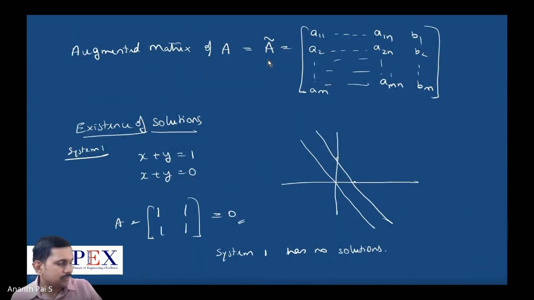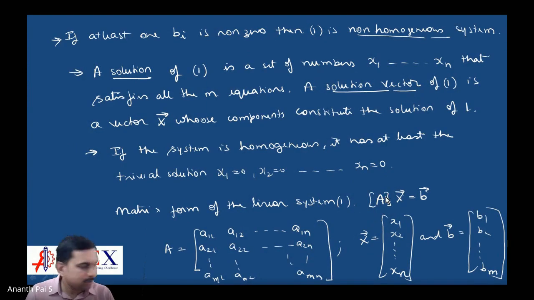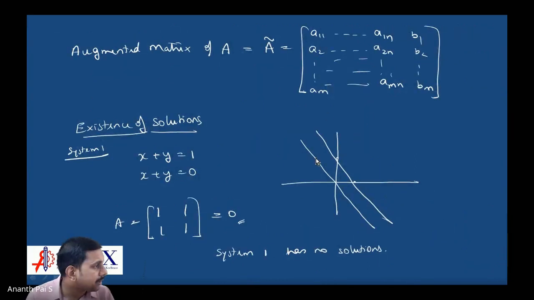What is an augmented matrix? See, augmented matrix is where you write the constants on one side. That is called the augmented matrix. This is the actual matrix, which is called the coefficient matrix. This is the vector whose value you have to find out, and this is the constant matrix. So coefficient matrix and the constant matrix, you combine together, you get the augmented matrix. I hope you get the point.